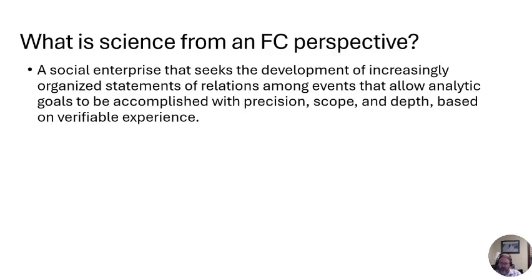So then, from a functional contextual perspective, what is science about? Science is a social enterprise that seeks the development of increasingly organized statements. These are statements, understandings of the relations among events that allow analytic goals to be accomplished with precision, scope, and depth. And they've also got to be based on verifiable experience. So we care about that public, observable thing, not just hypothetical things.